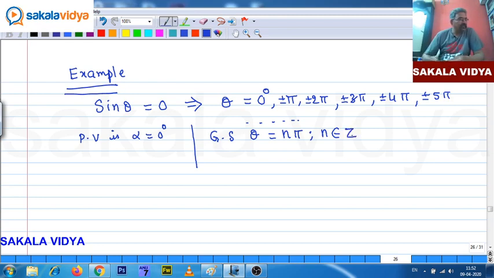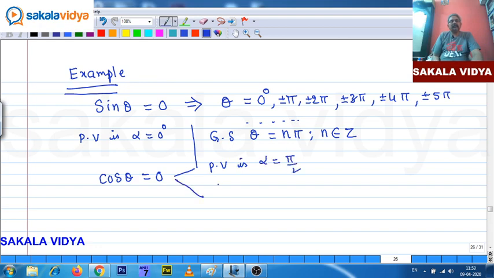Okay, equations involving trigonometric functions of unknown angles are called trigonometric equations, correct. So that means, for example, if you take cos theta is equal to 0, here the principal value is alpha is equal to 90 degrees, whereas the general solution is theta is equal to odd multiples of pi by 2, (2n plus 1) pi by 2, where n belongs to Z.